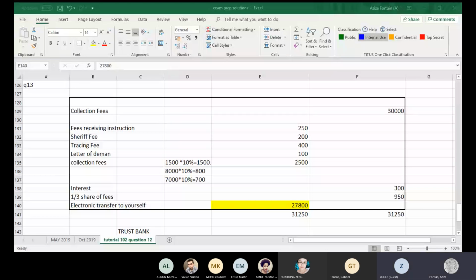Okay, so now draw up your trust bank account and your trust creditors control account so that everybody's on the same page.